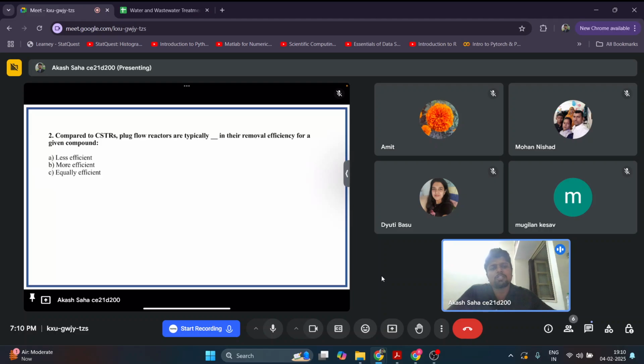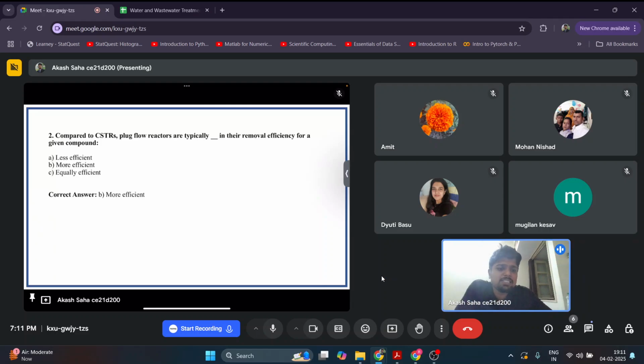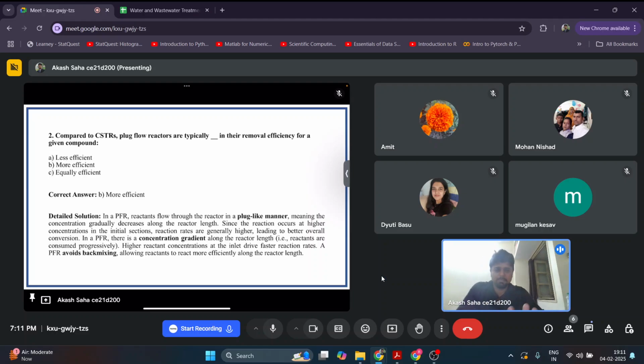I think in the last class also I have discussed a similar kind of question. Okay, more efficient. Any other answer? B, more efficient. Okay, so all of you are answering more efficient. That is the case because of the concentration in plug flow reactors. In the last discussion we saw that there is no concentration gradient, right? But in a plug flow reactor there is always a concentration gradient along the flow. Along the length of the reactor there is a concentration gradient due to which it is found to be more efficient, right? So the same thing I have written here.